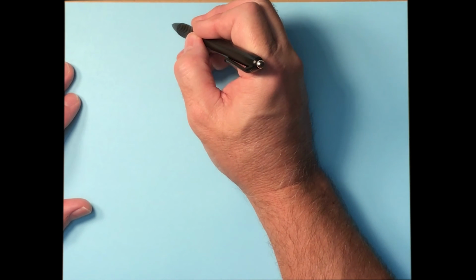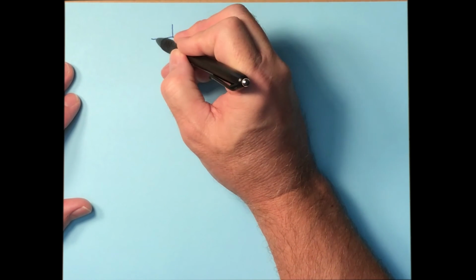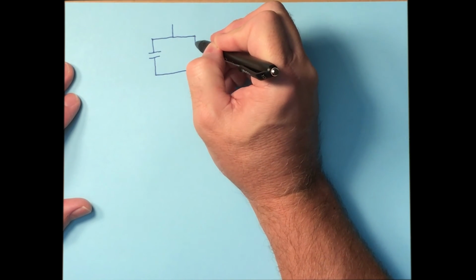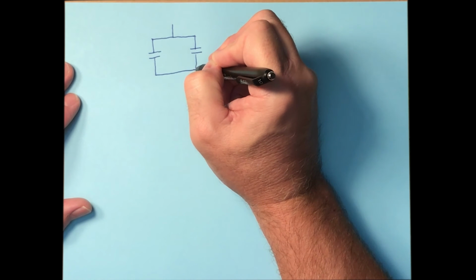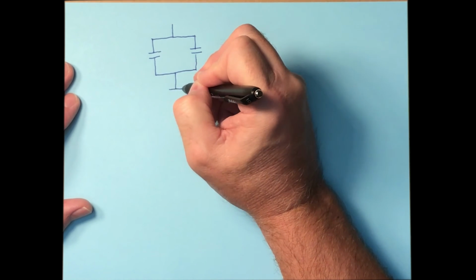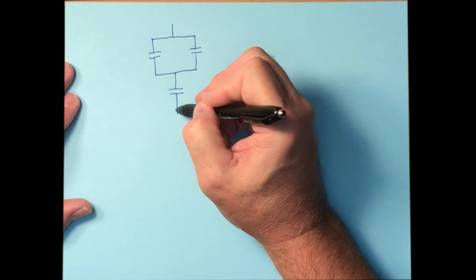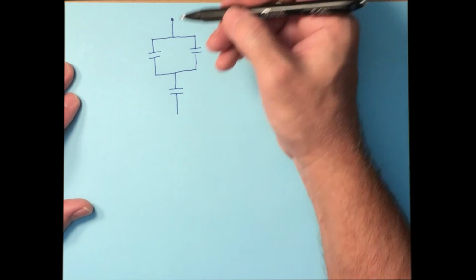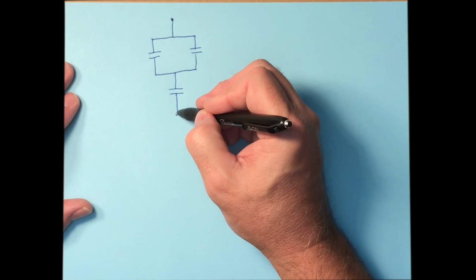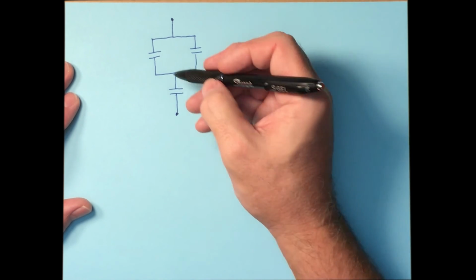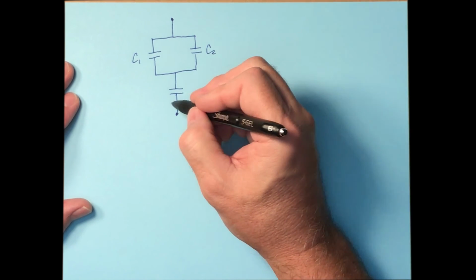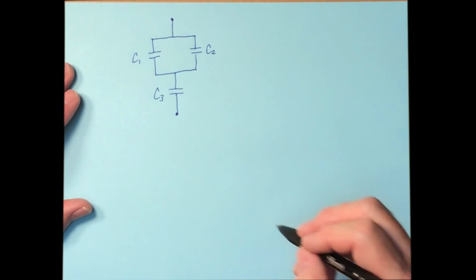Let's first of all combine some capacitors. Let's say that I have a system that is set up this way. Here. So these are the terminals. I would hook a battery up there, one terminal there, one terminal here. So this is capacitor 1, this is capacitor 2, and this is capacitor 3.